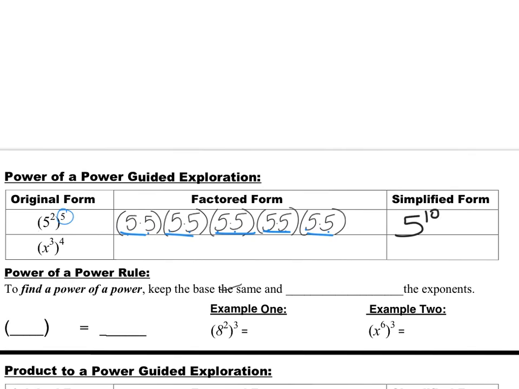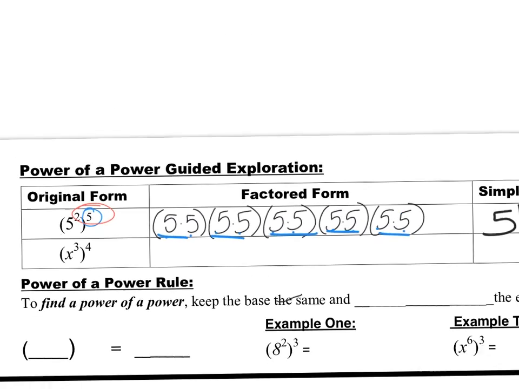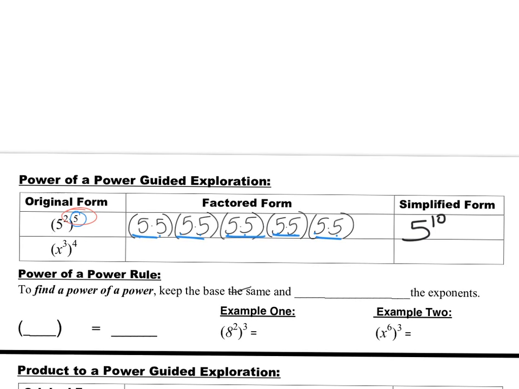Notice that in my original question, my exponents were 2 and 5. And 2 times 5 gives me 10, which is my exponent in my simplified form.